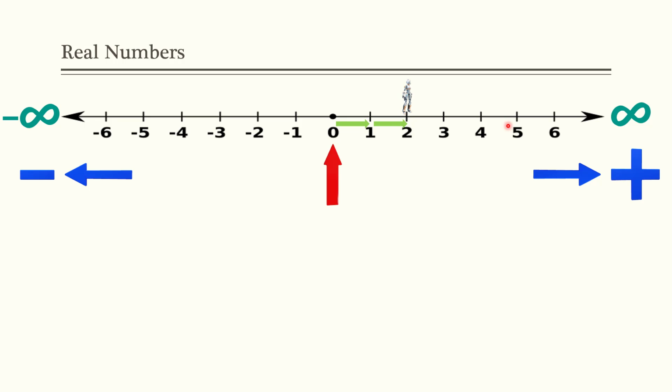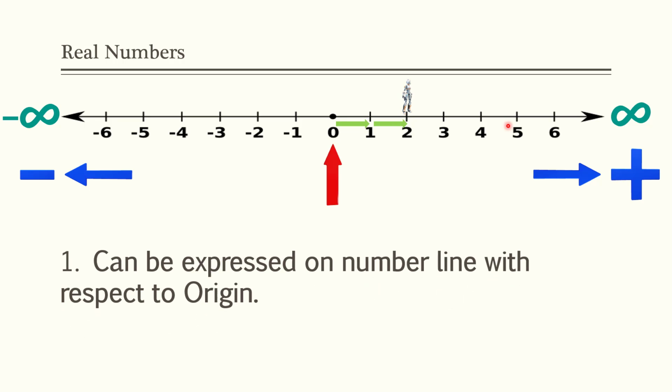Okay, so that's the first thing we'll talk about. The real number can be expressed on a number line with respect to an origin over here. Now there are millions of real numbers, even infinite numbers of real numbers over here. So let's talk about other aspects of real numbers.